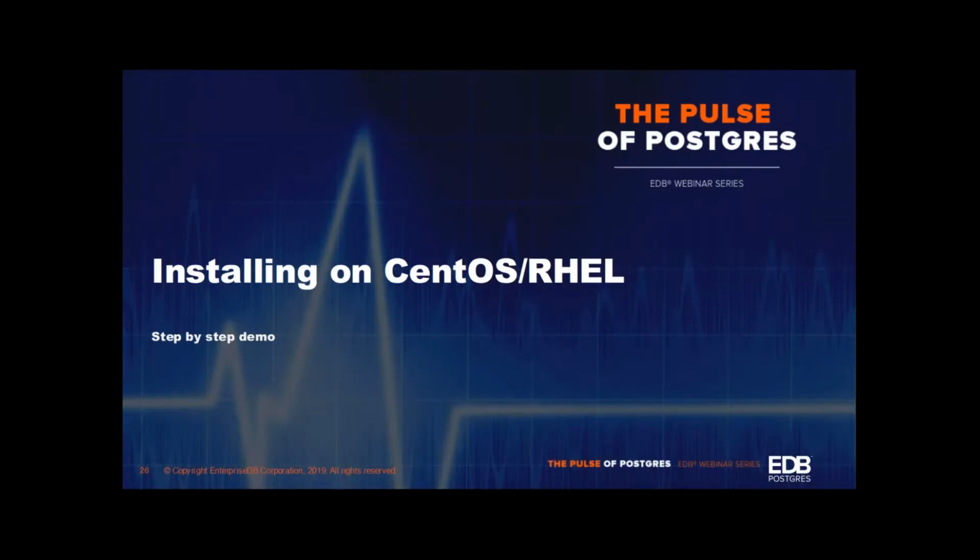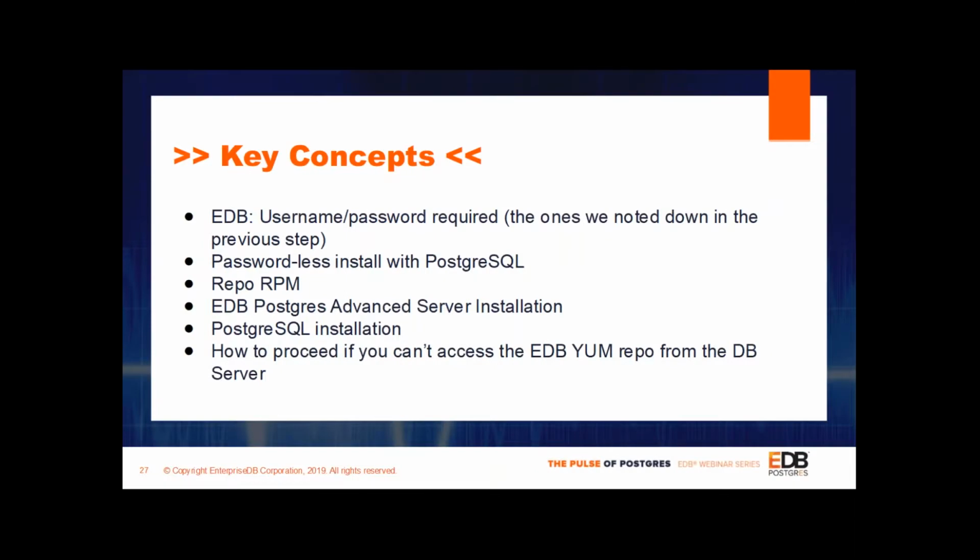So now I want to do a step-by-step demo on installing Advanced Server and community Postgres on CentOS and RHEL. In this case, it doesn't matter if you are using Red Hat 6 or Red Hat 7 or Red Hat 8 in the future. The procedure is the same. All you need to do is the same thing on all the operating systems.